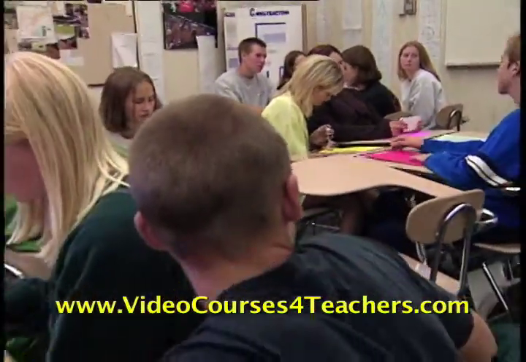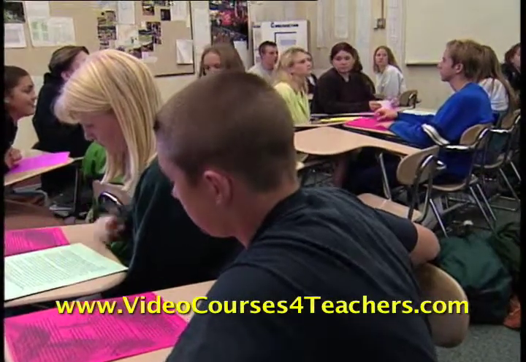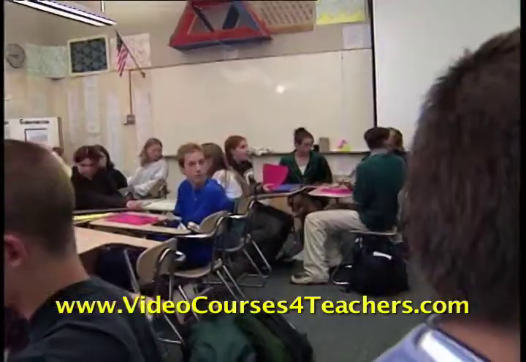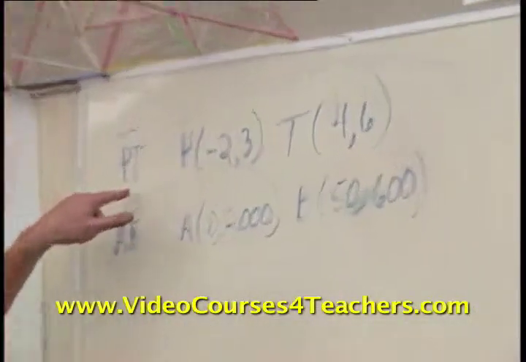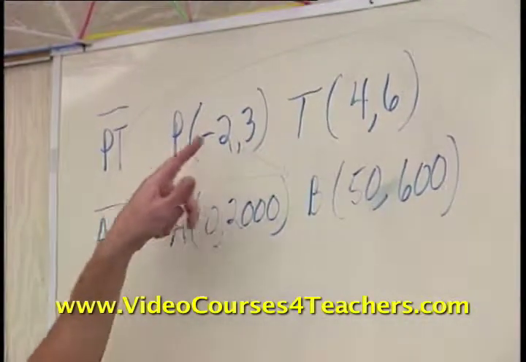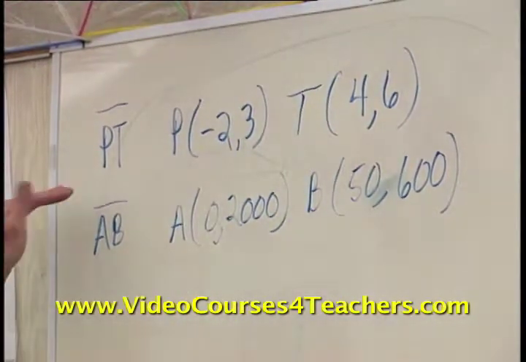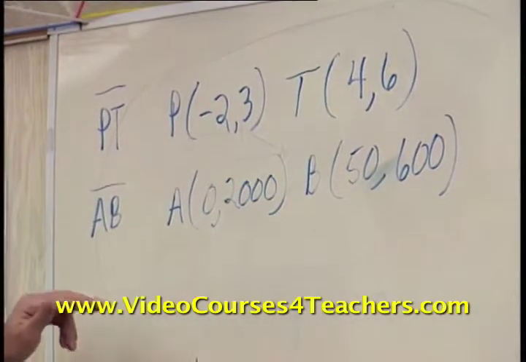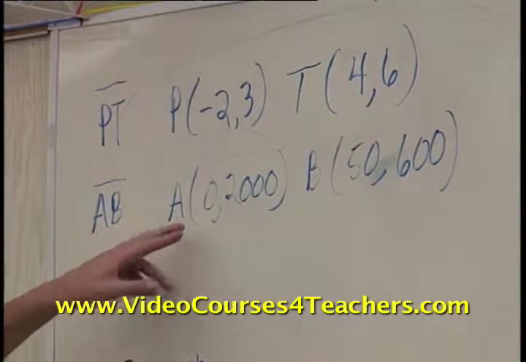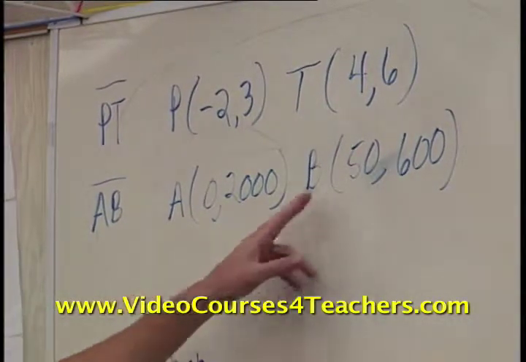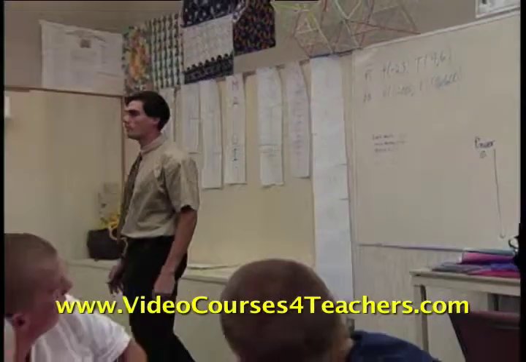The next level is we're going to apply these needs in the math classroom. So now here comes the mathematical portion of this. Within your group, we're just reviewing slope. I want you to plot these, or find the slope of these 2 points. So point P is (-2, 3), point T is (4, 6), and I want you to find the slope of that line segment, and then I want you to find the slope of the line segment AB. A is at (0, 2,000) and B is at (50, 600). So find the slope of both of those lines.